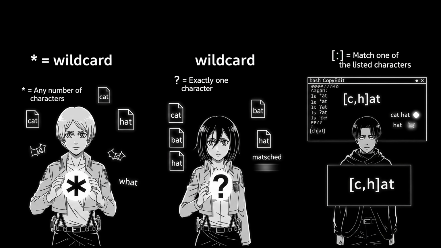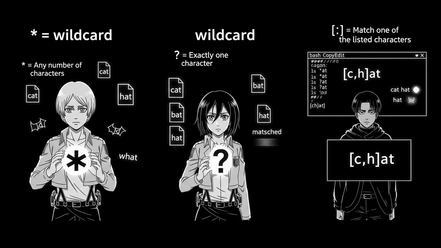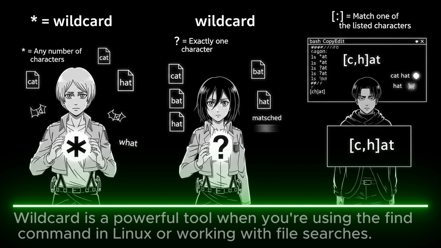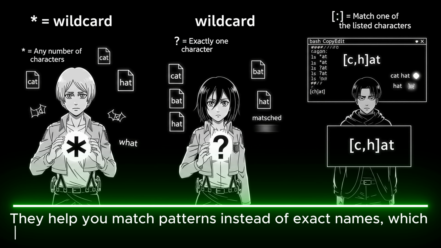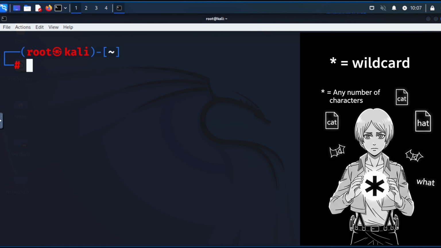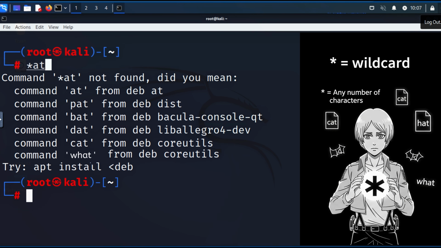Alright, let's take a quick but helpful look at wildcards, a powerful tool when you're using the find command in Linux or working with file searches. They help you match patterns instead of exact names, which makes your searches much easier and more flexible. First, we have the asterisk symbol, which means any number of characters. You can use it to match anything, even if it's 0 characters. For example, if you write asterisk at, it will match cat, hat, what, or bat, because the asterisk means it doesn't matter what comes before at. It can be one letter, many letters, or even nothing at all.